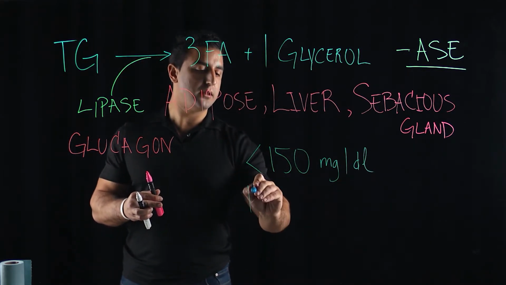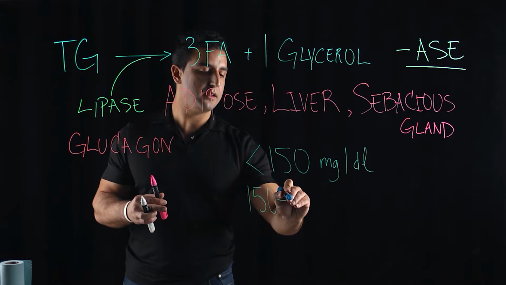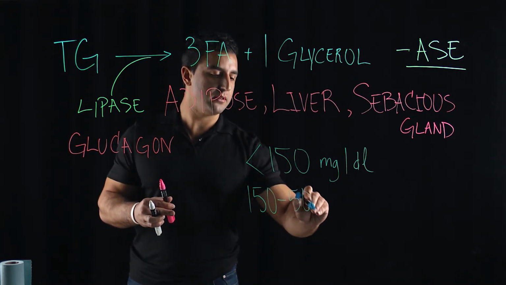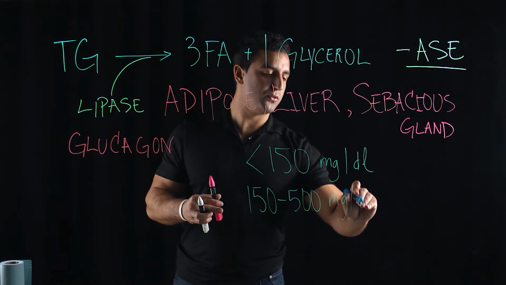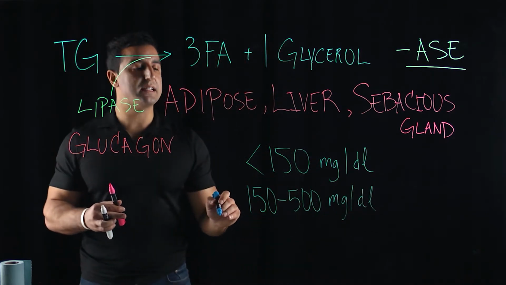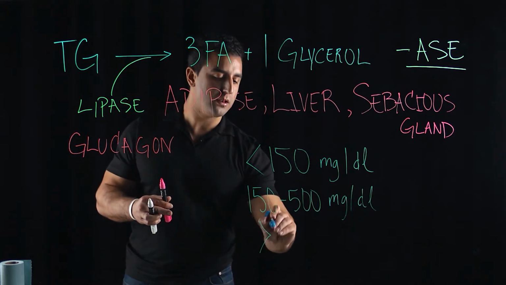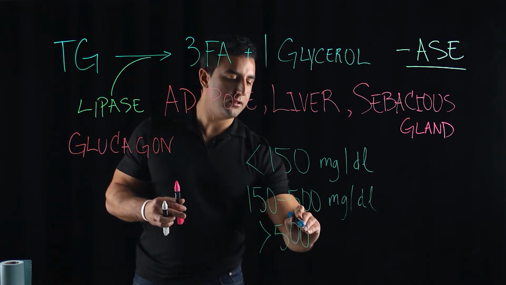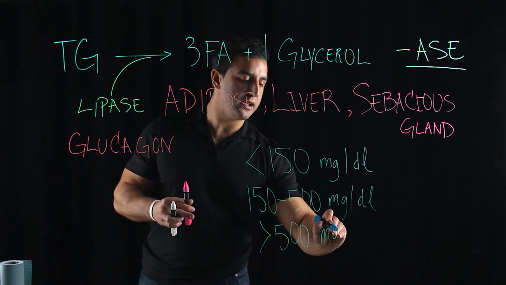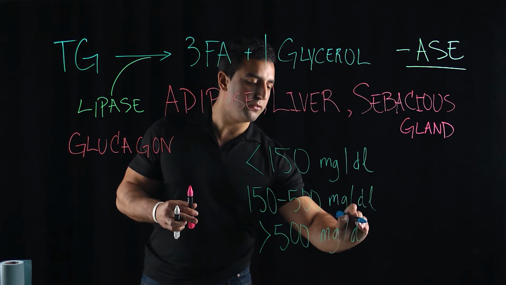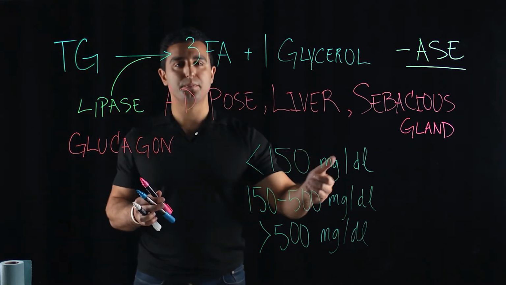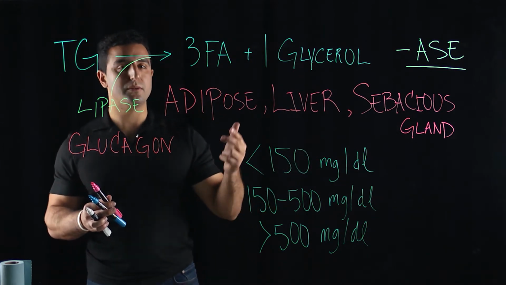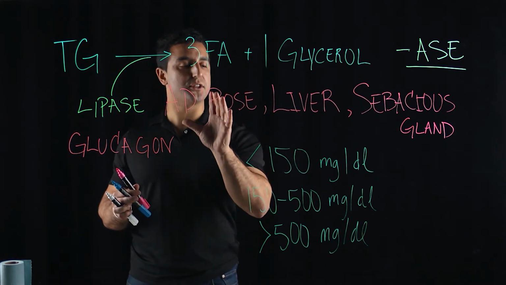In between 150 to about 500 milligrams per deciliter, you are at slight risk of certain kinds of vascular problems. And anything more than 500, you are at severe risk for any kind of vascular problem. So for example, what vascular problems am I talking about here? Stroke, heart attack, right? So these are the specific type, atherosclerosis.